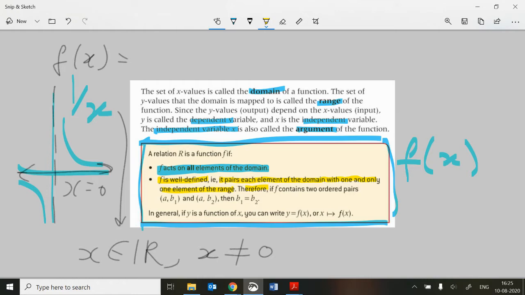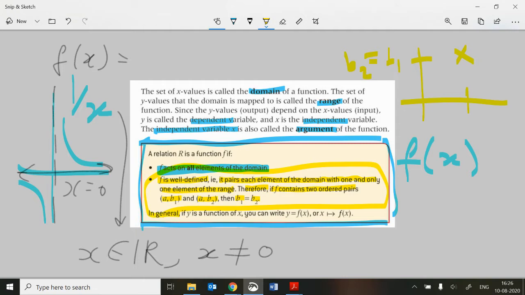So therefore, if f contains two ordered pairs, (a, b1) and (a, b2), then b1 equals b2. What it's saying there is if you put in an a and you get out an answer, you can only get out one answer. So your b1 has to be exactly the same as b2. Now, this is kind of a very complicated way of saying, basically, you're only allowed to get out one answer when you put in one thing.